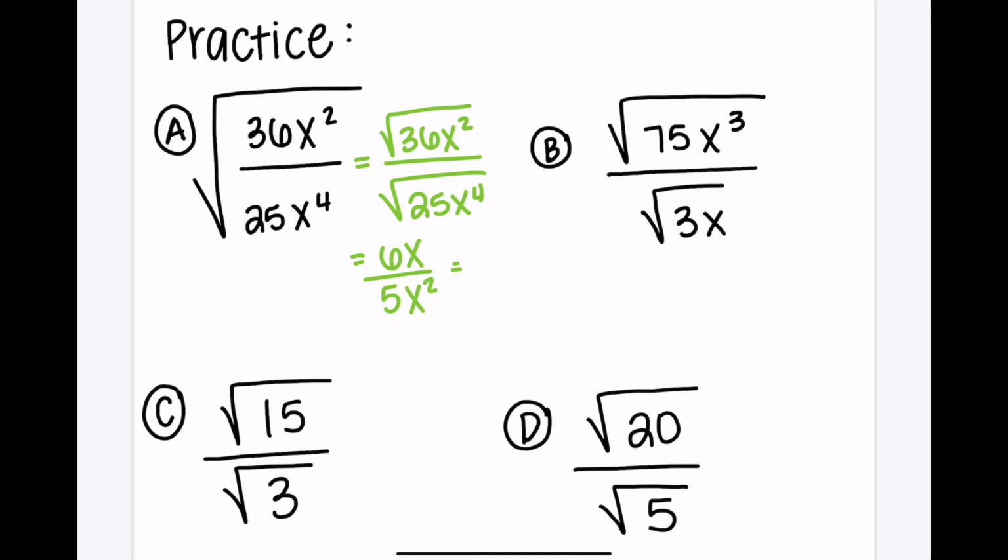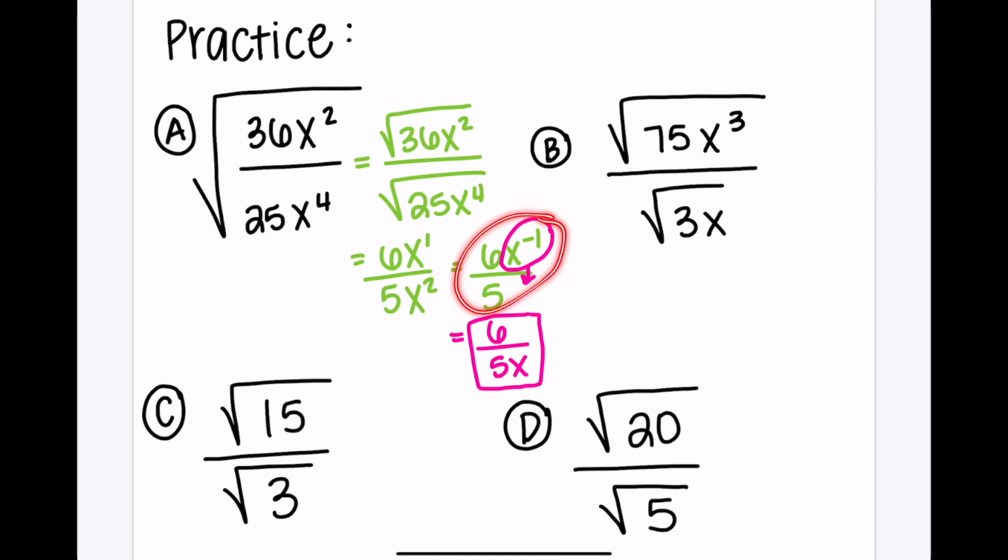Now we can keep simplifying this one because we have x to the 1st over x to the 2nd. So 6 stays in the top, 5 stays in the bottom. 1 minus 2 is negative 1. So we can take this base and send it back to the bottom to make that a positive exponent. And that would be your final simplified answer. Technically, this step is correct, but it's not as simple as it could be.